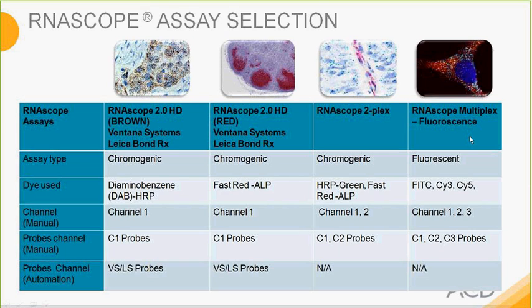The final product is RNAscope Multiplex Fluorescent Assay, which uses label probes within the wavelength of FITC, Cy3, and Cy5. The channels that you'll be using are 1, 2, and 3, and they are named C1, C2, and C3 probes. Also, in this platform, we do not have probes available for VENTANA and Leica systems.